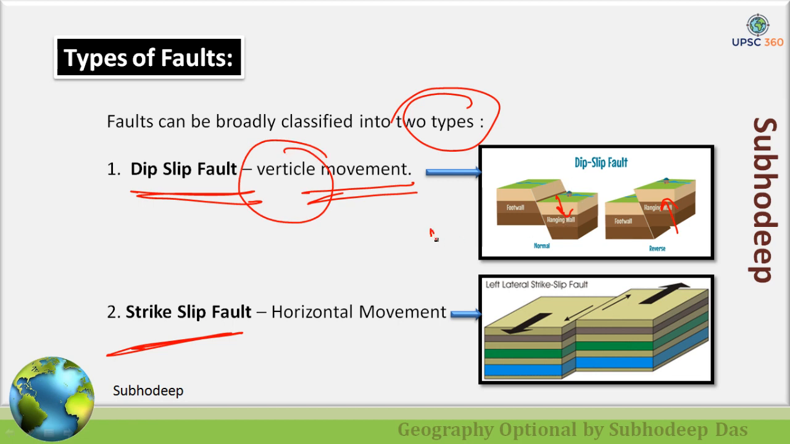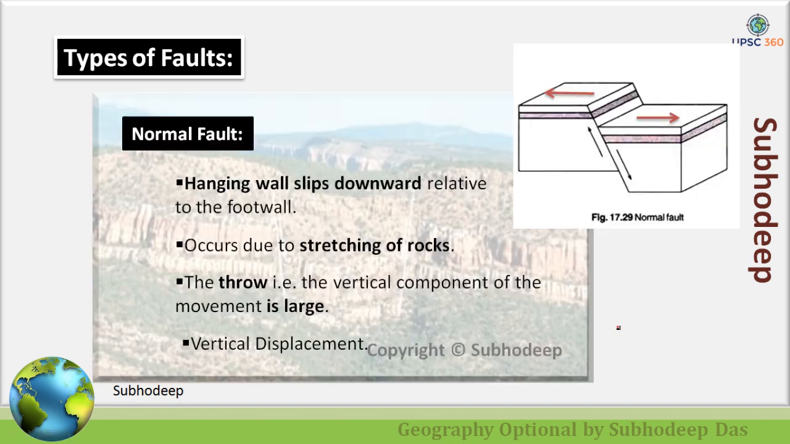Alright, so in this case it is called dip slip fault. In the second, that is strike slip fault, there is horizontal movement, that is, one block slides past the other block. Alright, so now the question arises: what are the types of fault?